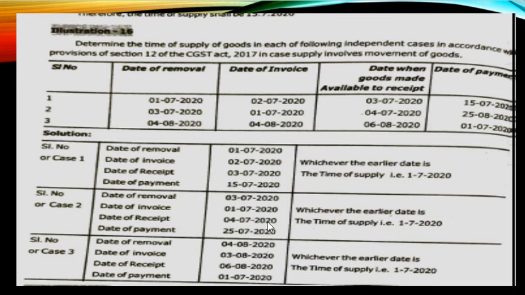Then case 3, date of removal is 4th August 2020. Date of invoice is again 4th August 2020. So please change it here. It is 4th July 2020. Then date when goods were available to the recipient is 6th August 2020. Then date of payment is 1st July 2020. Among this situation, the event which has occurred earlier is date of payment, which is 1st July 2020. So whichever is the earlier date will be considered as the time of supply. That is 1st July 2020.